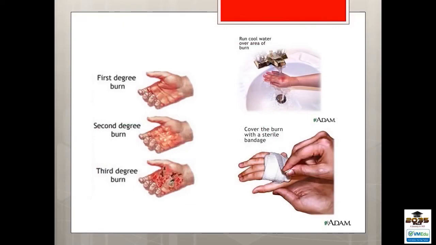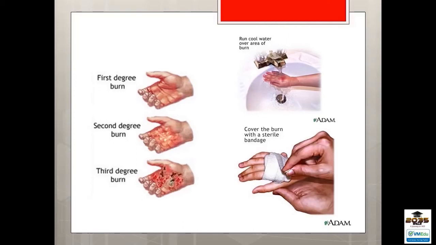A first-degree burn is a minor burn on the top layer of the skin. The skin will be pink but will not blister. This degree of burn can be rinsed under cool water and covered with a sterile bandage. A second-degree burn injures the top layer of the skin and some of the tissue below the skin. The skin will be dark or bright red with blisters, pain, and swelling.